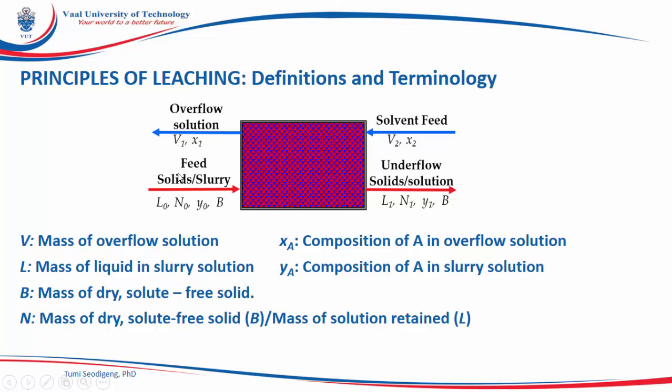The symbols used in this block flow diagram are further defined below here, where V is the mass of overflow solution, XA is the composition of A in the overflow solution, L is the mass of liquid in slurry solution or the solid phase, YA is the composition of A in the slurry solution, B is the mass of dry solid-free solid. This is the mass of solid. N is a ratio, also sometimes referred to as the solid holdup, which is the mass of dry solid-free solid divided by the mass of solution retained in the slurry.